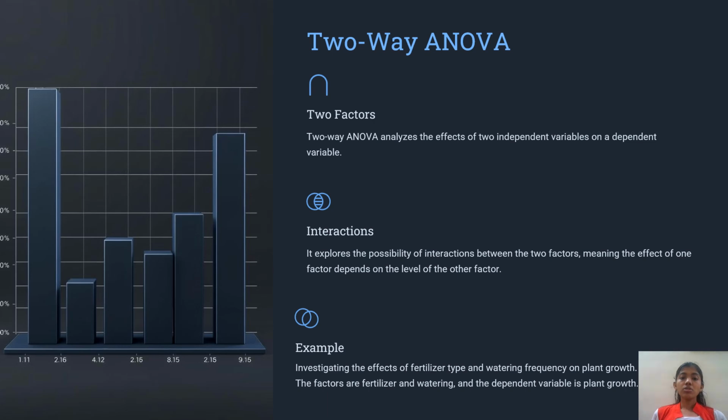Two-way ANOVA. So it mainly depends on two factors. Two-way ANOVA analyzes the effects of two independent variables on a dependent variable. It explores the possibility of interactions between the two factors. That is meaning the effect of one factor depends on the level of the other factor. For example, investigating the effects of fertilizer type and watering frequency on plant growth. The factors are fertilizers and watering, and the dependent variable is plant growth.